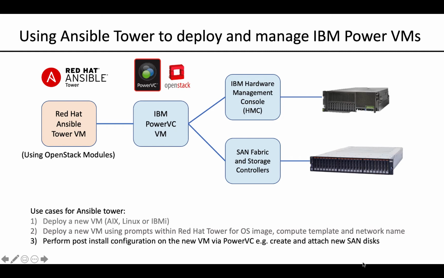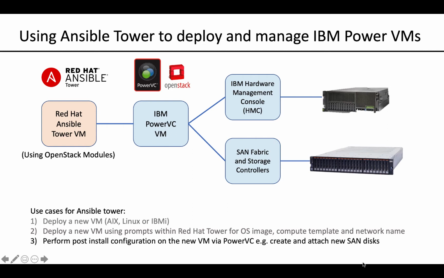So the first two videos I showed: a short one showing a deployment of a new VM on my PowerVM estate, whether that be AIX, Linux or IBM i. The second video was showing you doing the same installation, but this time being prompted for which image, which template, which network name, etc. you wanted to use. This third video is a short one showing how we can create a new SAN disk and attach it to an existing VM that's being controlled via PowerVC. So a post-configuration playbook, should we say.